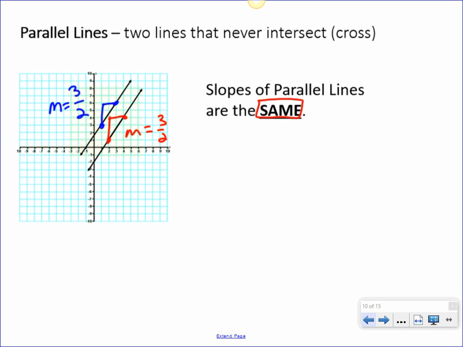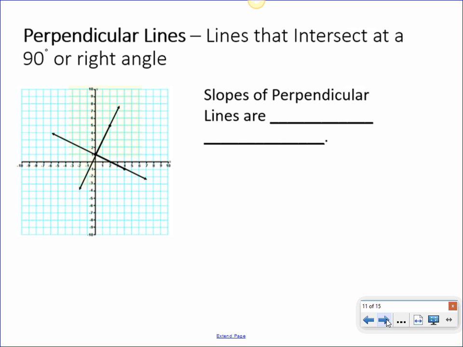It will be critical to us tomorrow that we know that fact, and today on our assignment. Okay, so here's the next thing. Perpendicular lines is the next thing we look at.